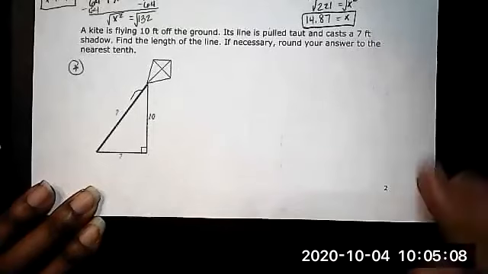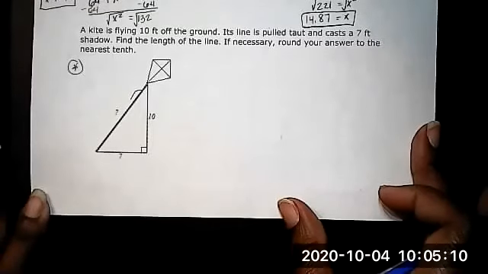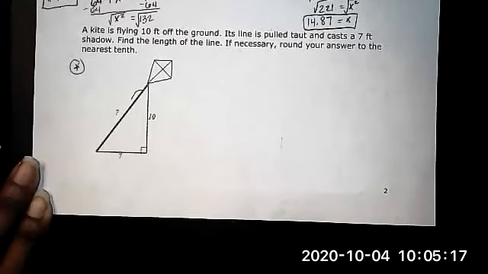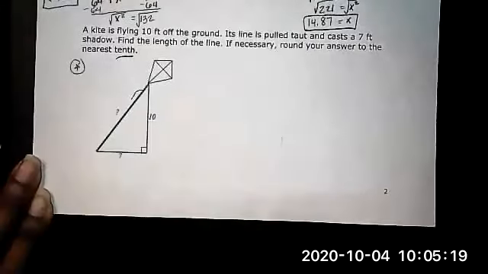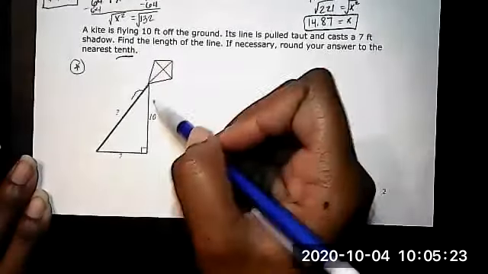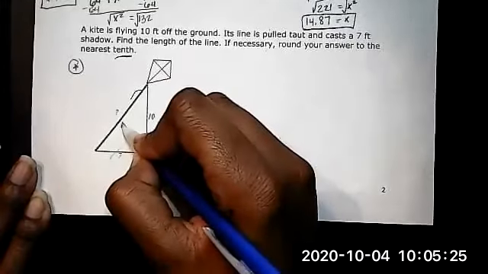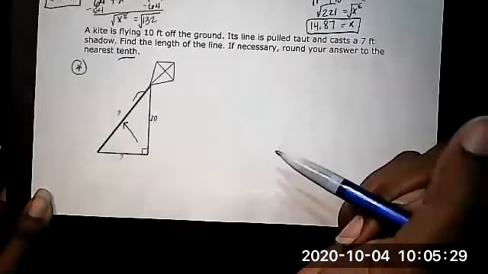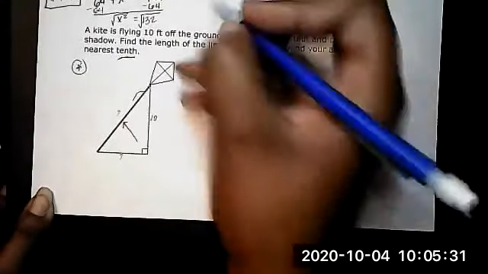A kite is flying 10 feet off the ground. Its line is pulled taut and casts a 7-foot shadow. Find the length of the line. If necessary, round your answer to the nearest tenth this time as opposed to hundredth, one place after the decimal. Remember, the same situation happens here. This is your c value, or your hypotenuse. These values they give you.